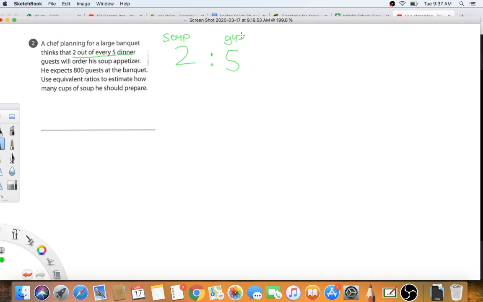So these are our guests. Every 2 guests are going to get soup, he thinks, and that's every 5 guests. So every 5 guests, he thinks 2 of them are going to get soup. He expects 800 guests. We're putting them in the same section. Use equivalent ratios to estimate how many cups of soup he should prepare.